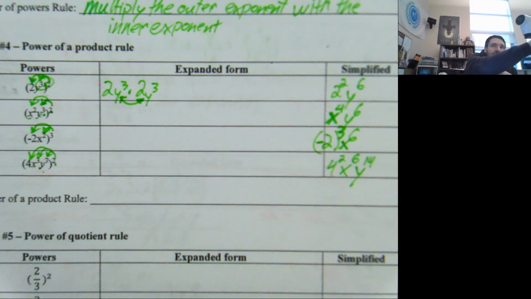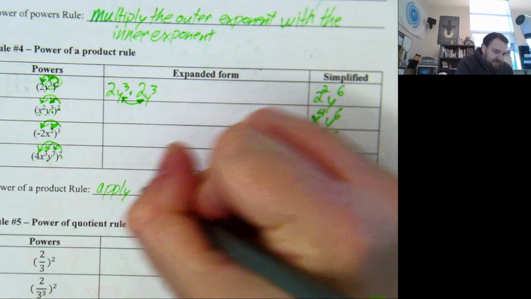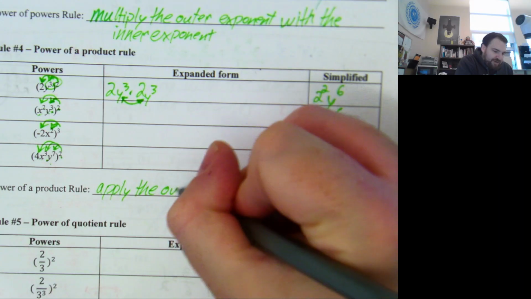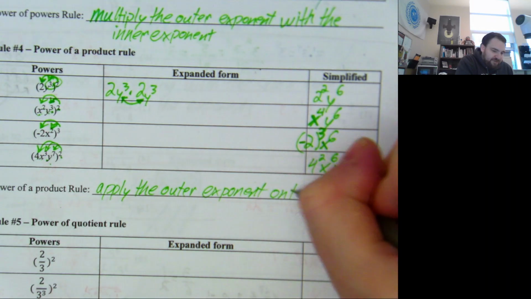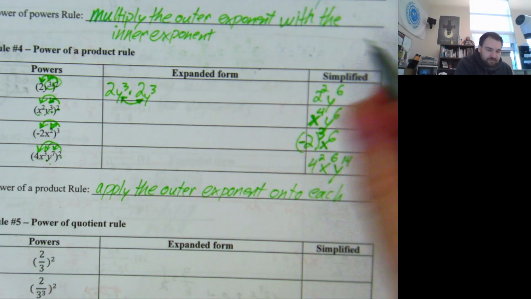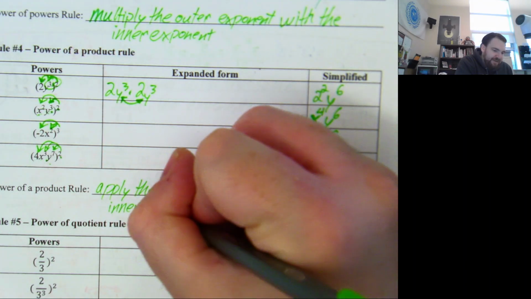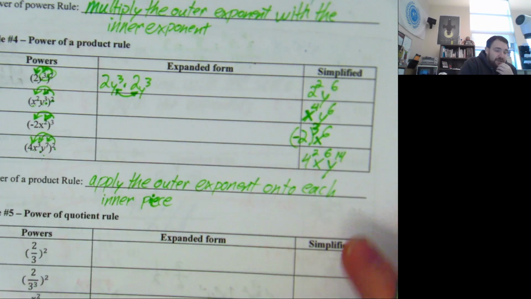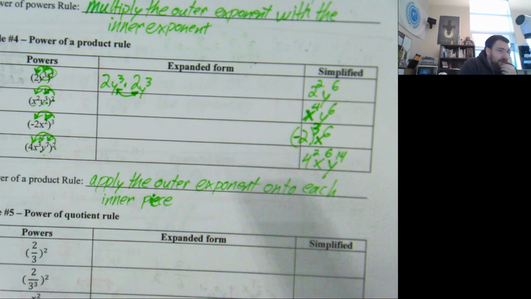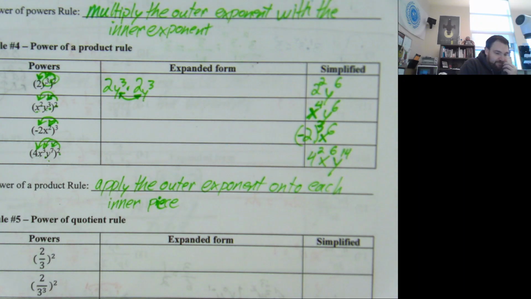So the exponent rule here is that you have to apply the outer exponent onto each inner piece. Everything that's being multiplied together needs to have that exponent applied to it. Okay, that's 2. We've got 2 more.